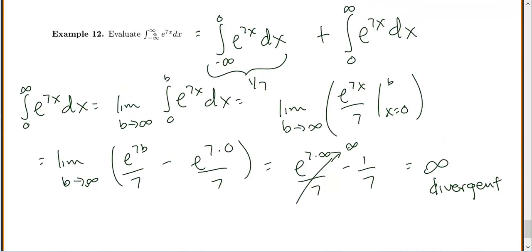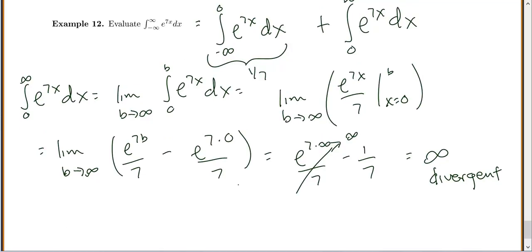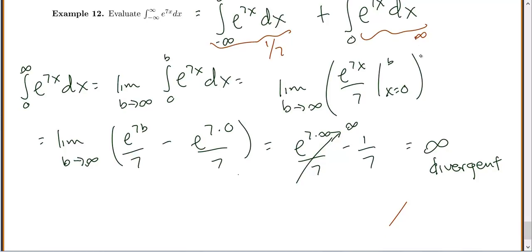And so when we come back and look at our entire integral, this first piece we found up above is 1 over 7, but this piece is infinity. So what happens if you have 1 seventh plus infinity? We're going to get back to, once again, just infinity. So because one piece was divergent, the entire thing is divergent. So the integral from negative infinity to infinity of e to the 7x dx is divergent. Because one piece converged, but one piece diverged, so the entire thing now diverges. Because if you try and add 1 seventh to infinity, you still get back to infinity.